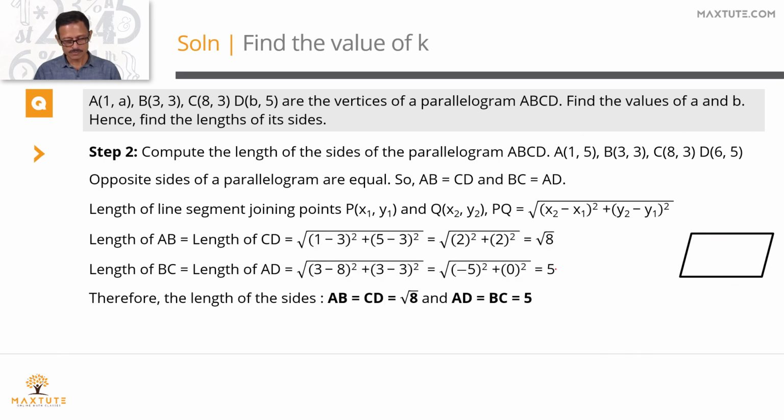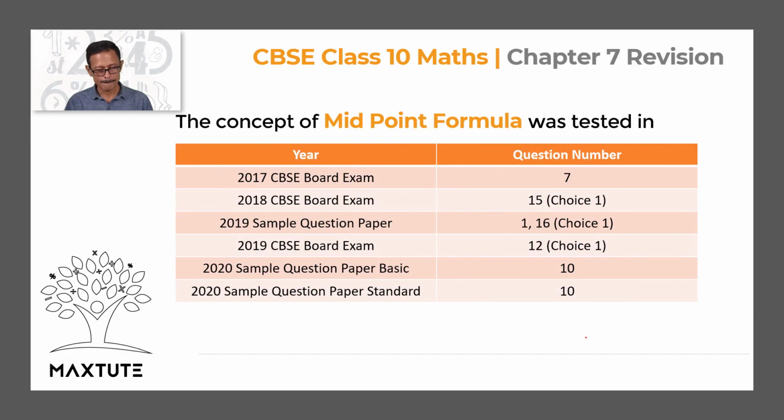Summarize it in a printed form. Found out the measures of AB and BC, and the lengths of the 4 sides have been arrived at. Right. Let's move on from here.